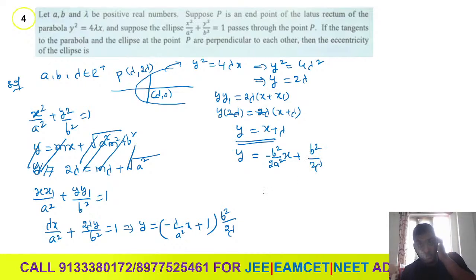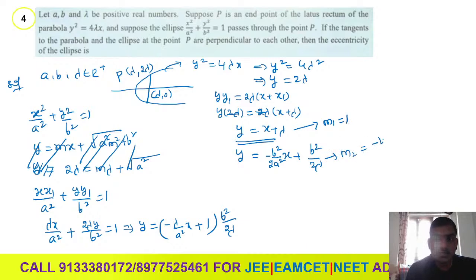These two tangents are perpendicular to each other. Here the slope is 1 and here the slope is minus b square over 2a square. As they are perpendicular, m1 times m2 is minus 1, so minus b square by 2a square equals minus 1. So we are getting b square equal to 2a square.